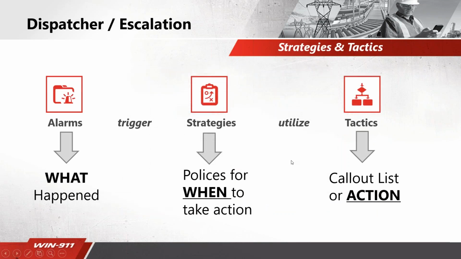All right, so I want to talk about the dispatcher a little bit. So before we do that, I need to explain what a strategy and tactic are. If you remember, the dispatcher is the escalation engine for WIN-911. So alarms are things that have happened or what has happened. A strategy consists of policies of when WIN-911 is going to take action. And tactics are essentially call-out lists. That's a call-out list of people who are going to be notified for the alarm.